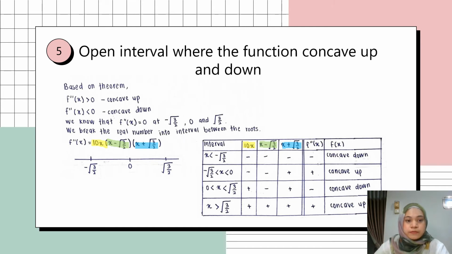To know where the function is concave up and down, we have to know the theorem. If the second derivative of the function is bigger than 0, it is concave up, and if the second derivative is less than 0, it is concave down. We know that the second derivative equals 0 at negative square root of 3 over 2, 0, and square root of 3 over 2. So we break the real numbers into intervals between the roots and do a table like this, and we get the open intervals where it is concave up and down like this.